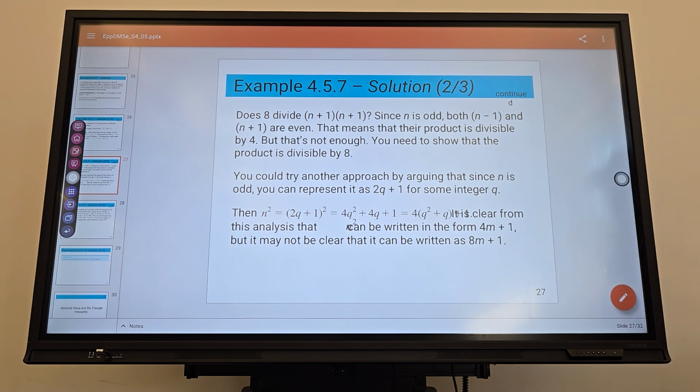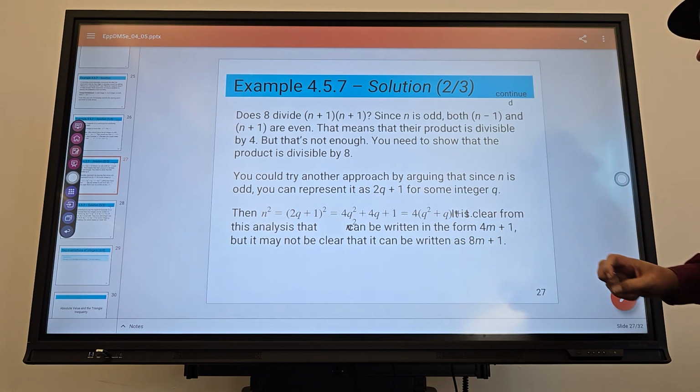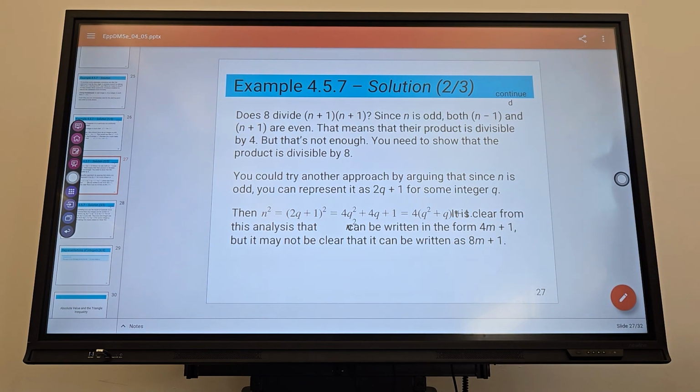You could try another approach, arguing that since n is odd, you can represent it as 2q plus 1 for some integer q. Then you can expand that out and show that 4 times the quantity q squared plus q, plus 1, can be written in the form 8m plus 1.